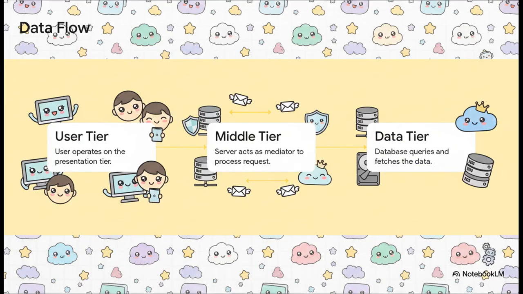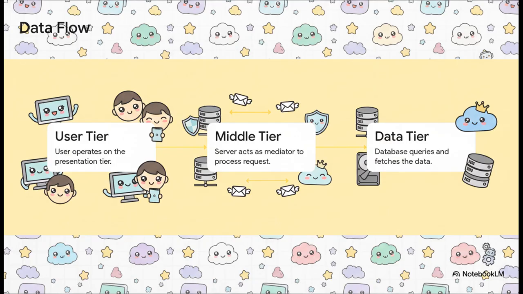The data flow here is just incredibly clean, and it's exactly what makes this the standard powerhouse for distributed web applications. Step 1. The end user operates purely on the presentation tier. Step 2. The application tier processes that request. Step 3. It fetches from the data tier.